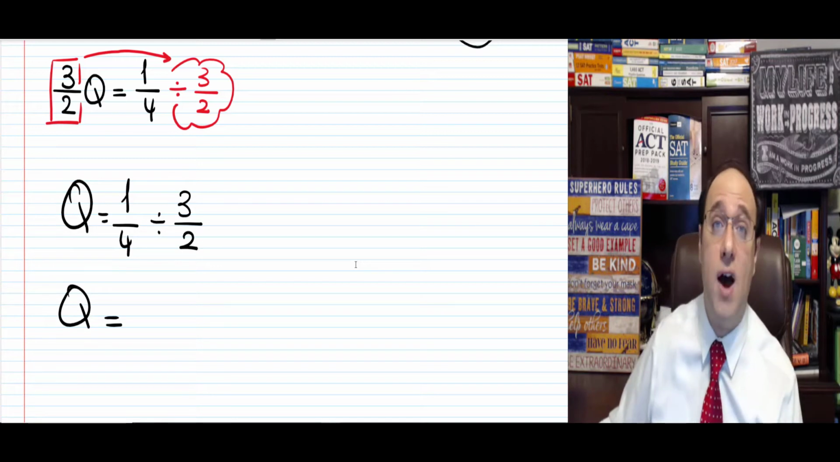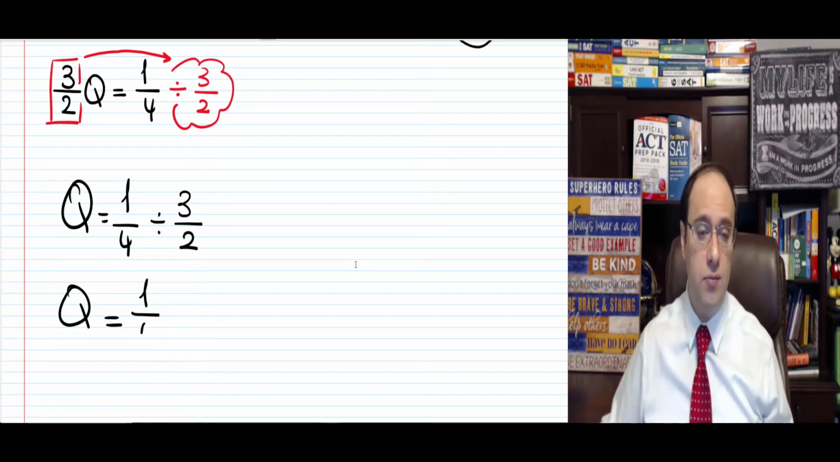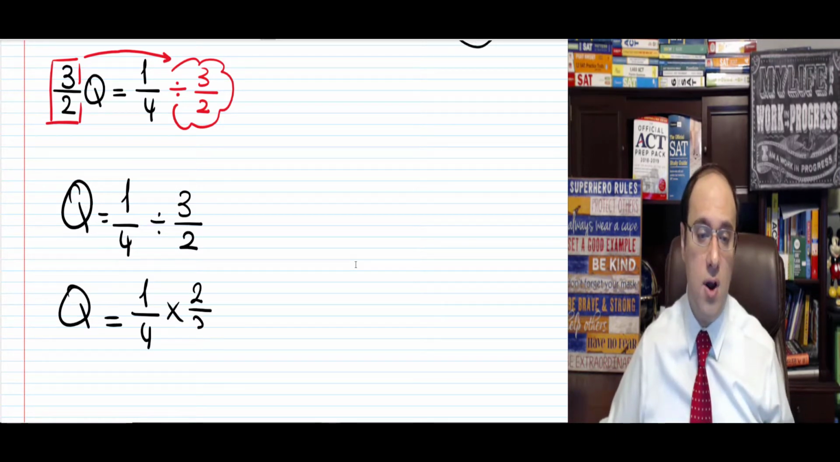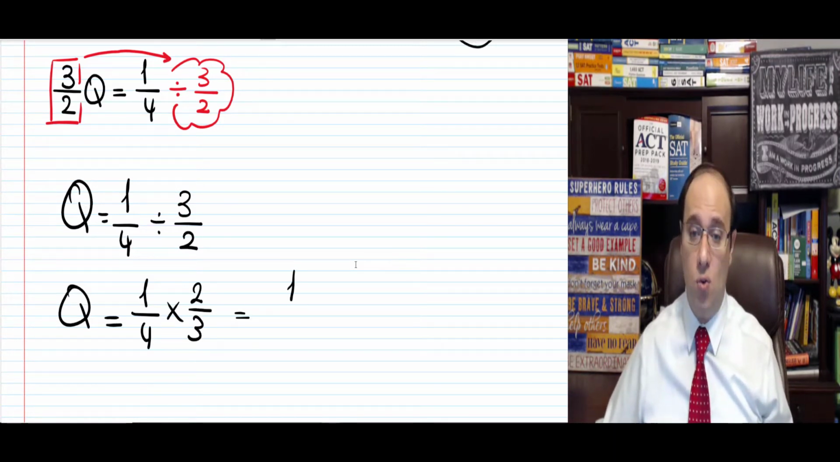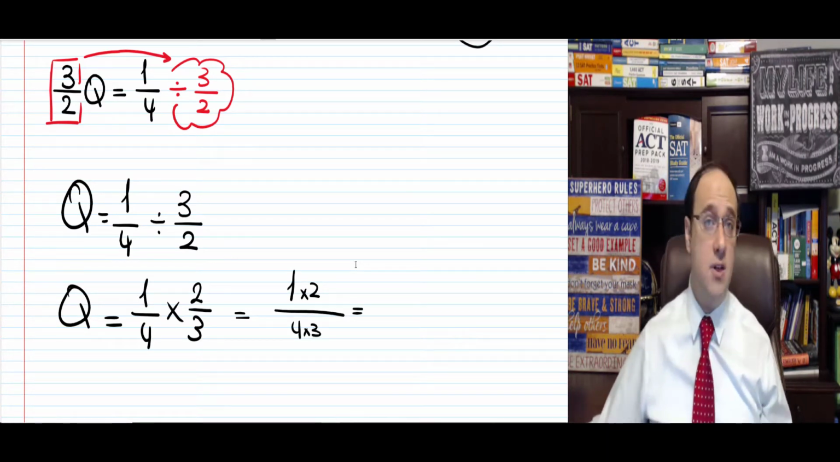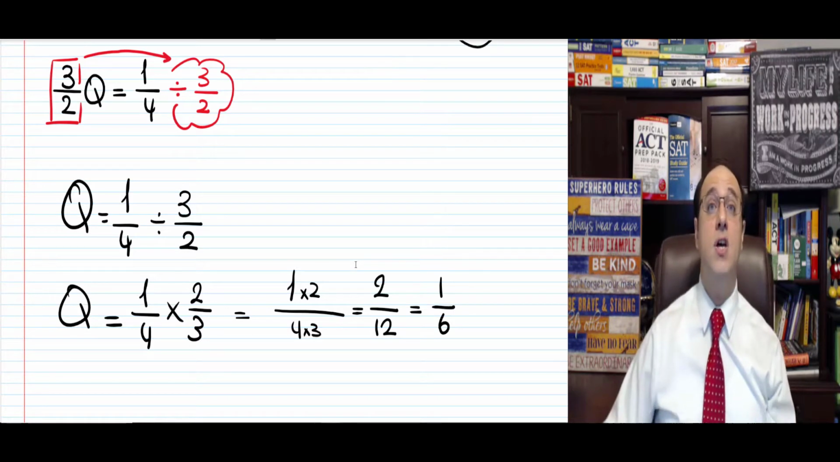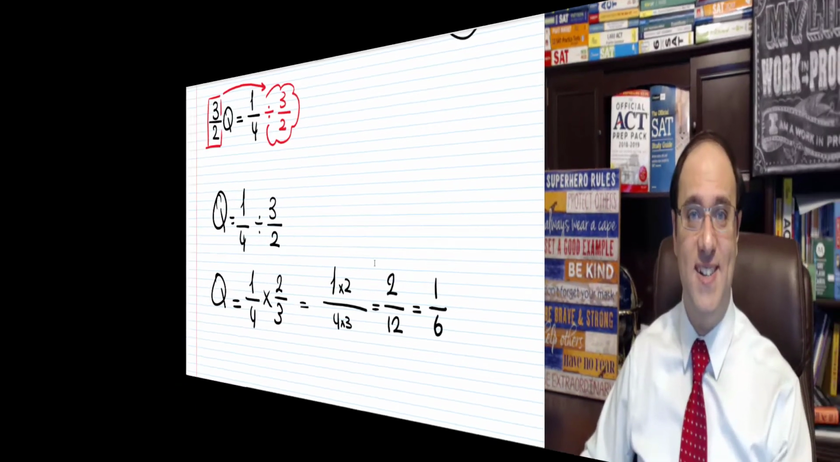Remember, how do we divide fractions? First one, change the division to multiplication, flip the second one. Here's your answer. 1 times 2, I multiply the numerators, over 4 times 3, multiply the denominators, so it's 2 over 12. You can simplify that further to 1 over 6, just like the one we did before.